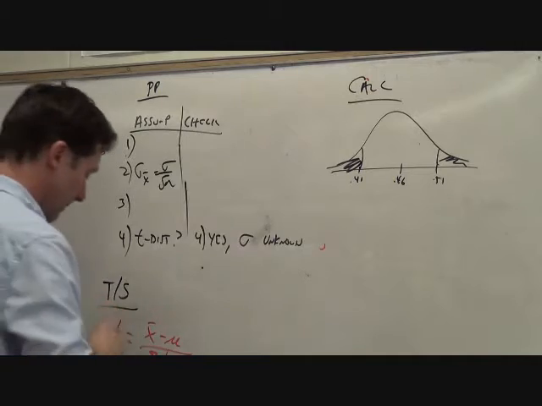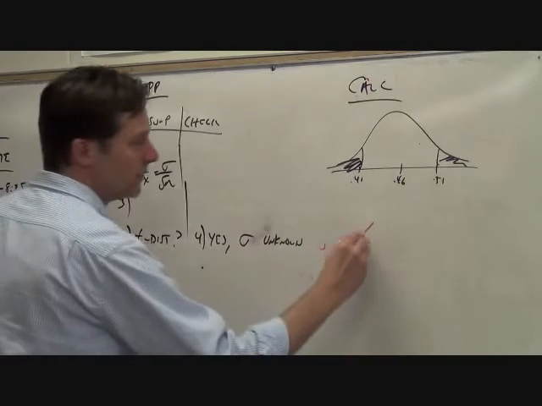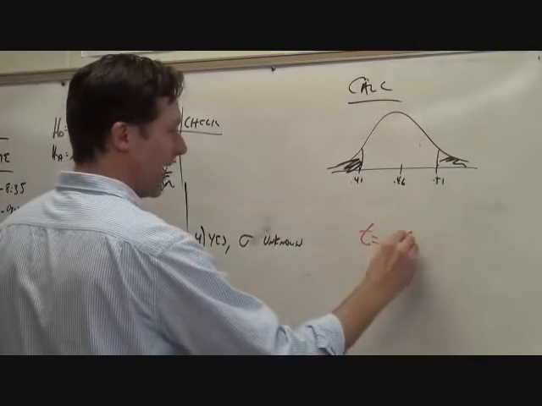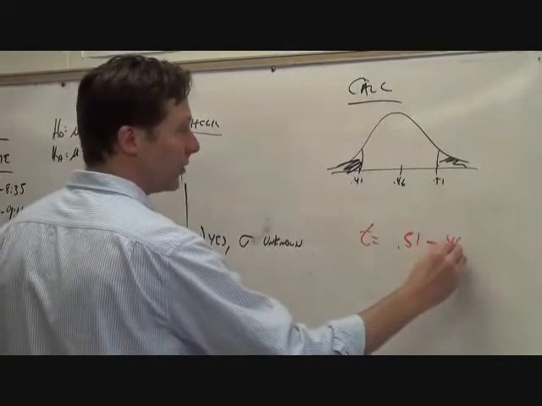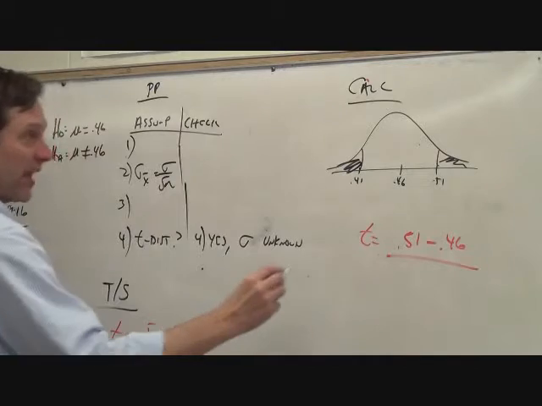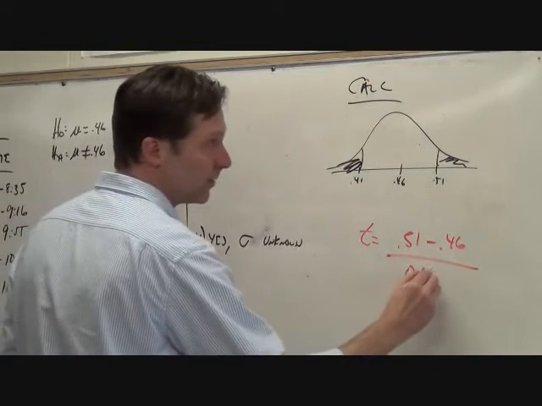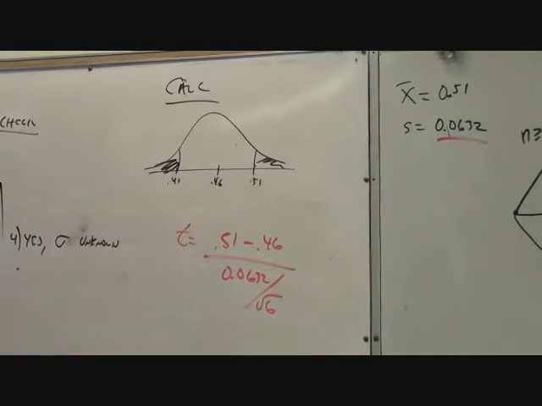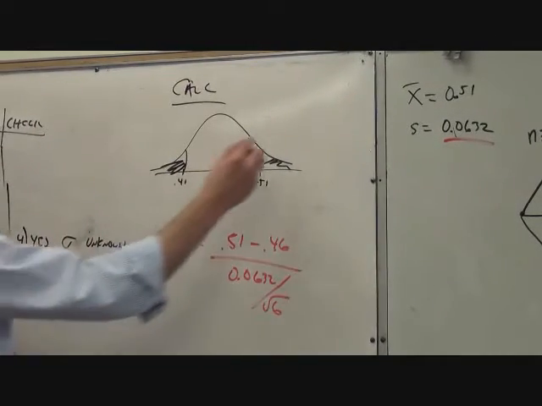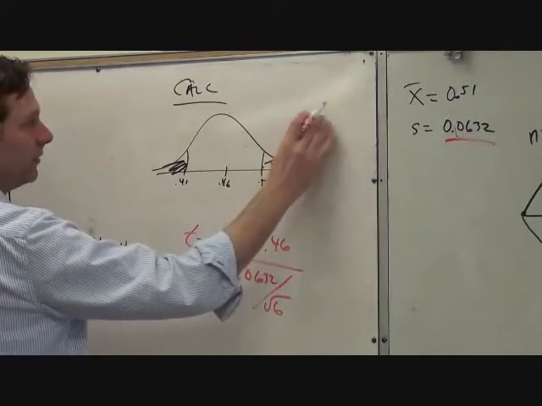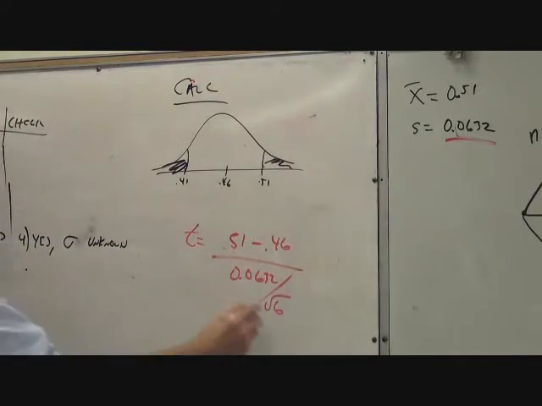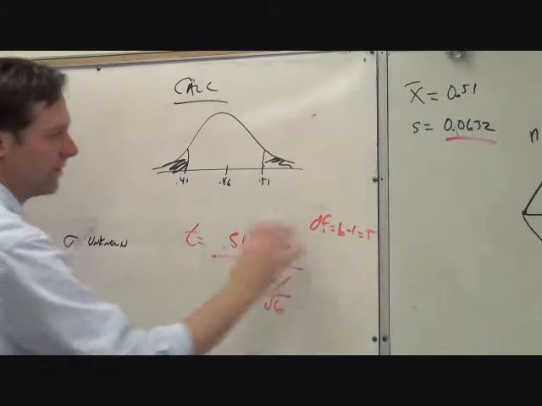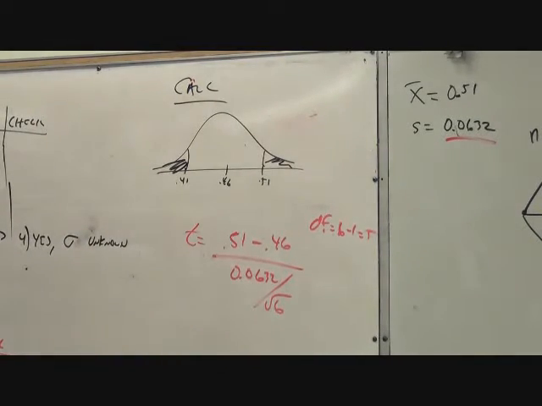All right, let's plug in the numbers. So t is going to be equal to 0.51 minus 0.46 over the sample standard deviation, which is 0.0632, divided by the square root of 6. Don't forget degrees of freedom. Degrees of freedom is equal to 6 minus 1, which is 5. You have to show that work, that formula.